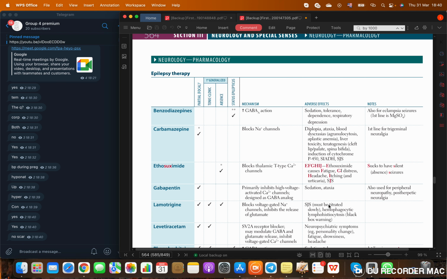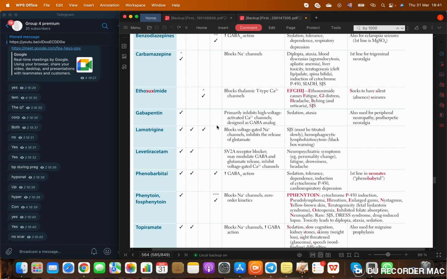So ethosuximide is utilized only for absence seizure. Remember, the absence seizure is the type of seizure where the patient is looking at you and he's like confused, you know? He does not have consciousness, most common in children in school, basically. And what else? Yes, when you give this ethosuximide, it's given to prevent this from happening in the future, okay? Nice.